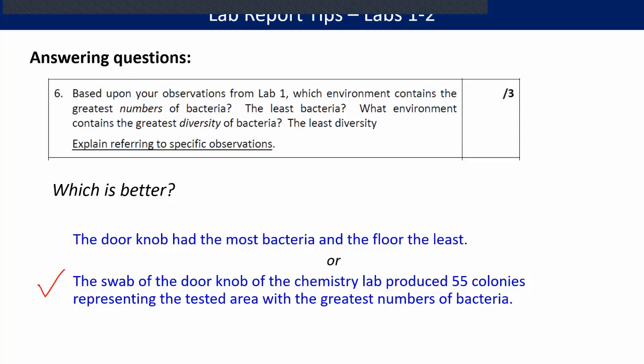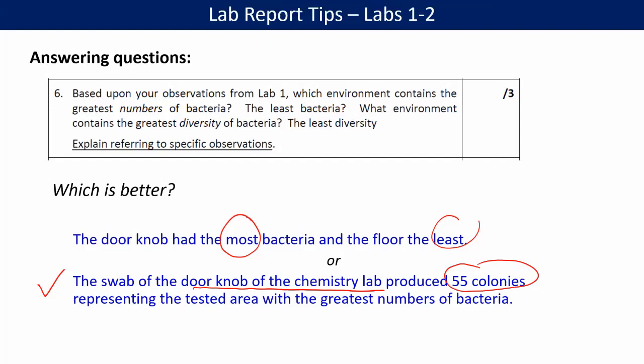You can see some of the things that are helping it. It's a little more specific about exactly what was swabbed. What does most and least mean? You could be talking about comparing 2 and 3, or 205 versus 5. 55 colonies tells me exactly how much is there. It's very, very specific, and that's what I like to see. I want to be able to read your responses and not have any questions in my head. I want it to be very specific.